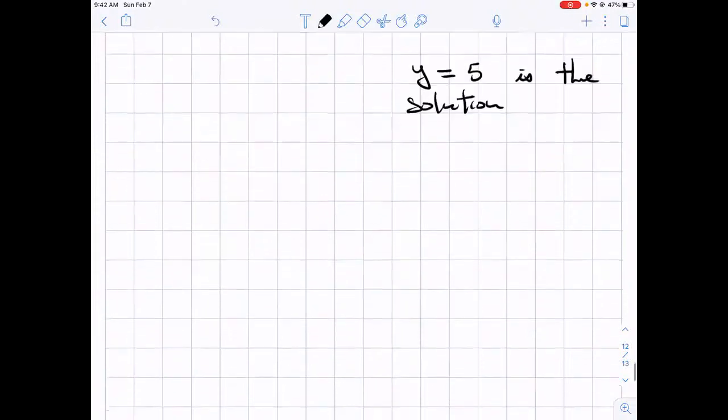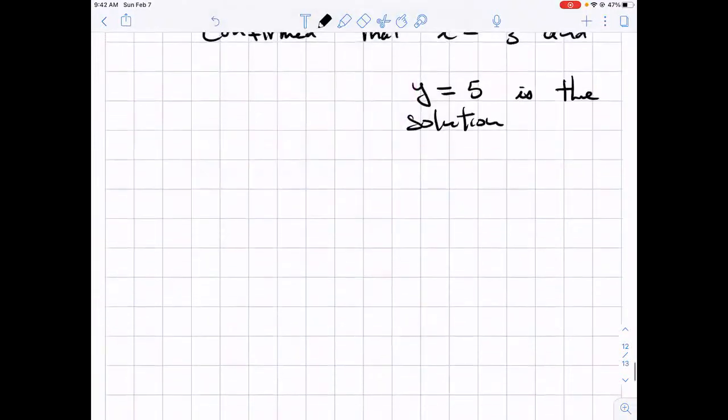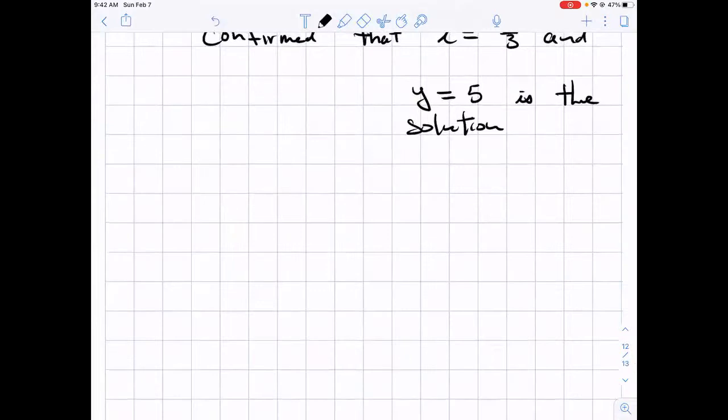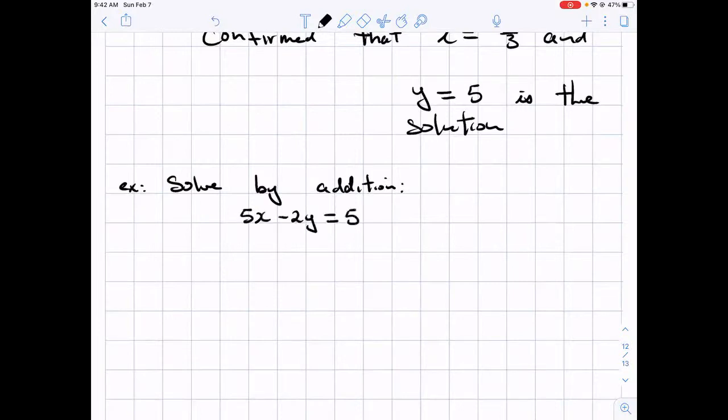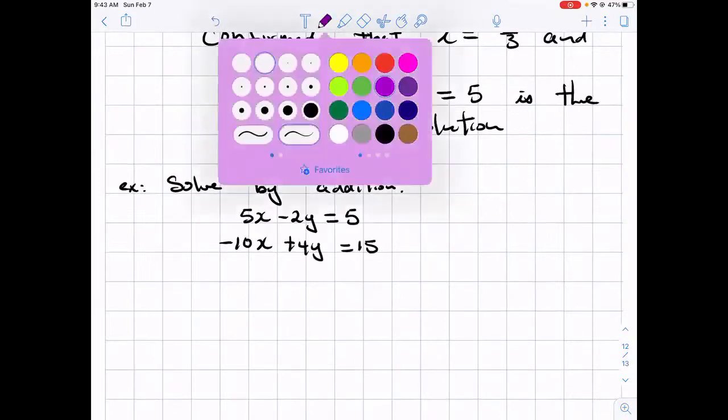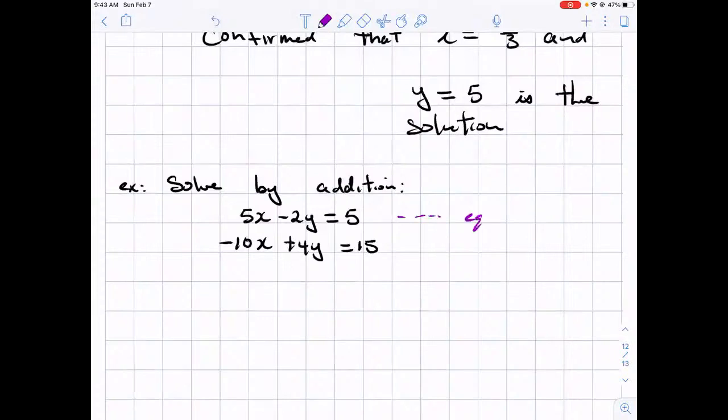Now let's look at one more example, because I said to you that there are some cases where there'll be no solution. Example, let's solve by the addition method. And let's say we have 5x minus 2y equals 5, and we have minus 10x plus 4y equals 15. So we always give them labels.